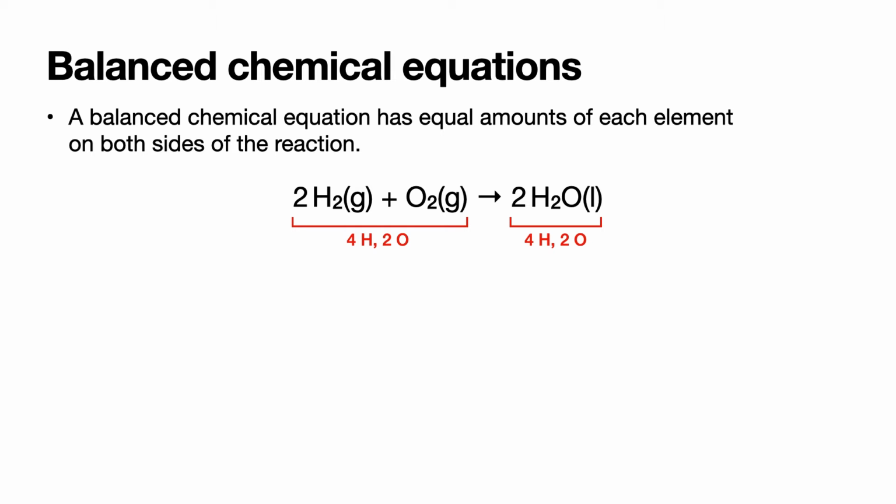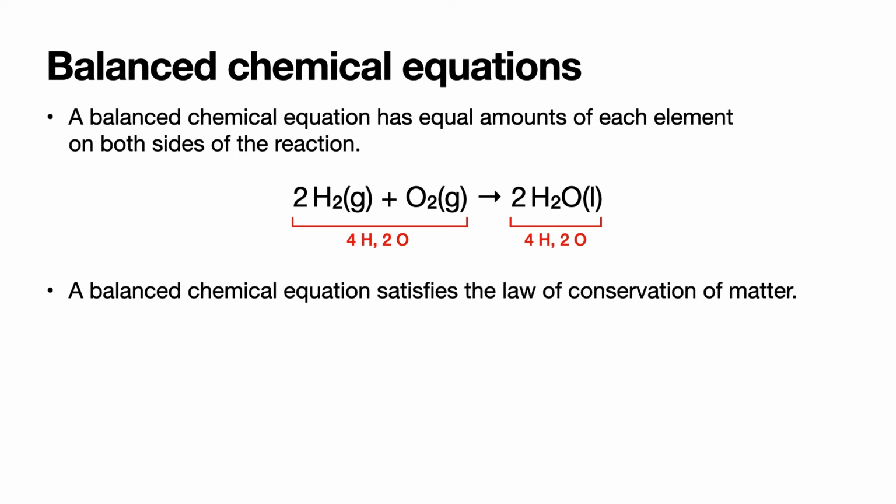And a balanced chemical equation satisfies the law of conservation of matter. In other words, it describes a situation where atoms are not being created or destroyed. All the atoms that go into the reaction on the left are coming out on the right. There aren't any atoms that are being lost. There aren't any atoms that are appearing out of nowhere.